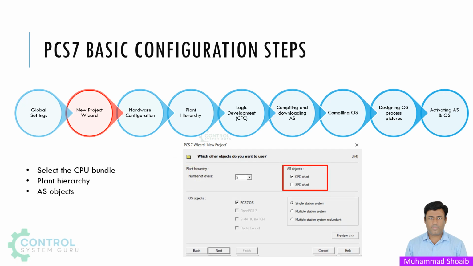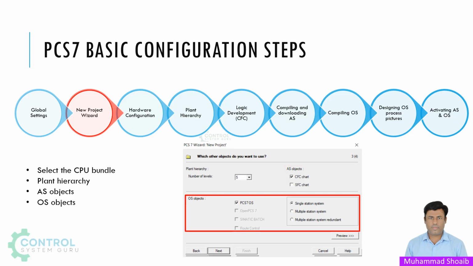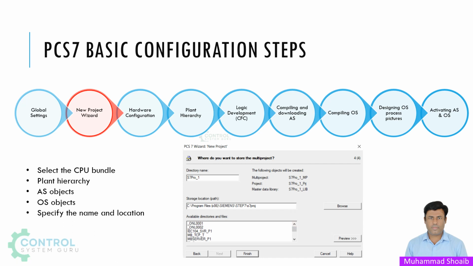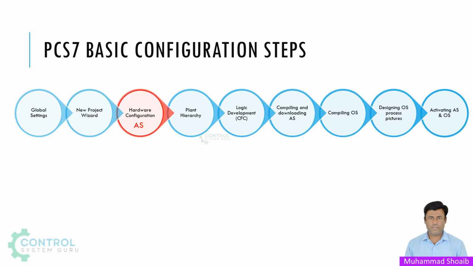Then the AS object. In this tutorial video, we will only configure the CFC charts, so we'll select the CFC chart. Then we'll select the OS object, and we'll select PCS7 OS. Here we have a single station system, a multi-station system, or a multi-station system redundant. In this tutorial video, we'll learn how we can create a single station project. Then we will specify the name and location of our project, and then we'll click on Finish.